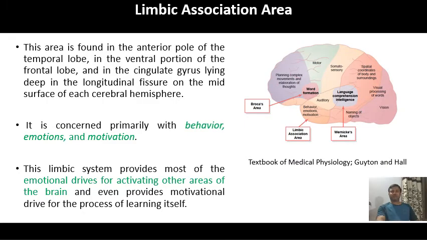So the next important topic is the limbic association area. As we have already discussed, the limbic association area is present in the temporal region and responsible for behavior, emotion, and motivation. So this area is found in the anterior pole of the temporal lobe, in the ventral portion of the frontal lobe, and in the cingulate gyrus lying deep in the longitudinal fissure on the medial surface of each cerebral hemisphere. The limbic system provides most of the emotional drive for activating the areas of the brain.